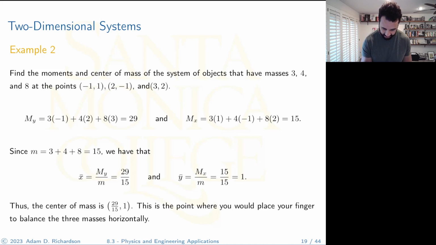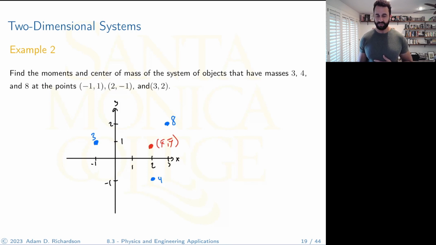One thing I'll say is that 29 over 15 is approximately 2, because if 29 were 30, then you would have 30 divided by 15, which is 2. Now let's go back and look at our guess. Oh, pretty good guess, right? I had it at x coordinate 2, y coordinate 1. I should have been a little bit higher up. So the actual coordinate of the center of mass is right here, and that's 29 over 15, comma 1. There we go. All right.